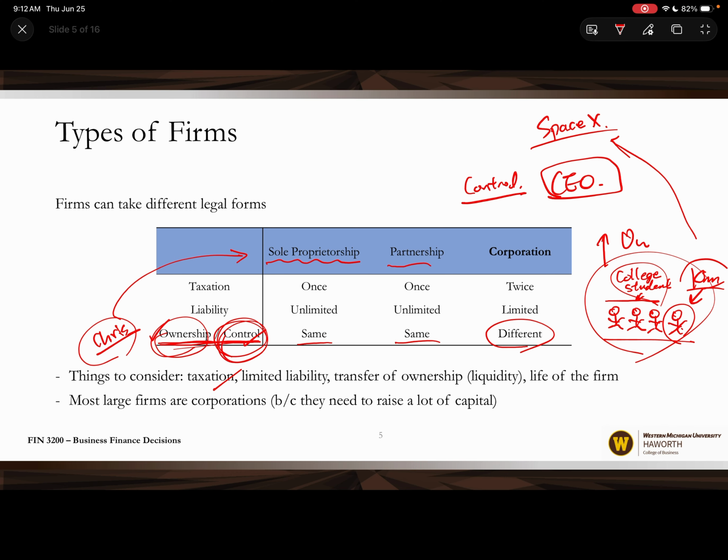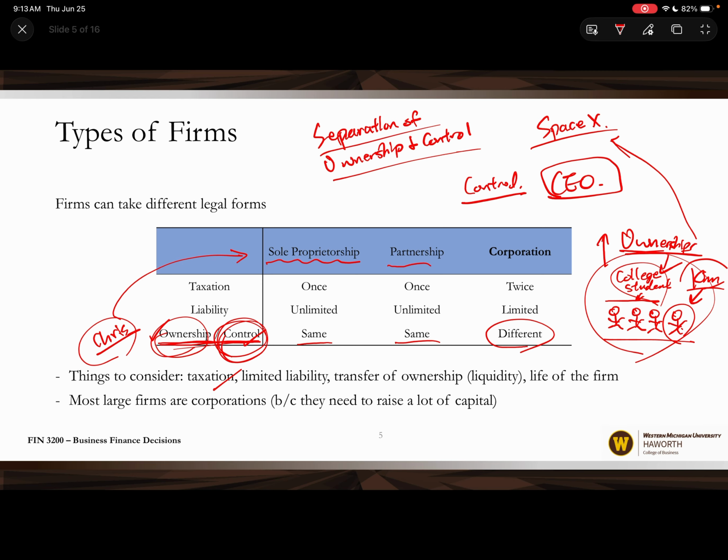the ownership belongs to the shareholders. Okay, so in management and economics, they call this the separation of ownership and control.